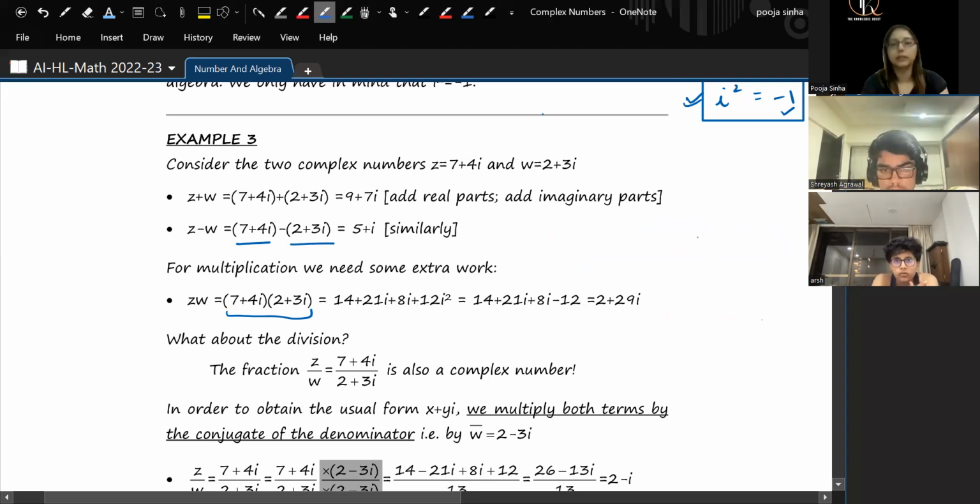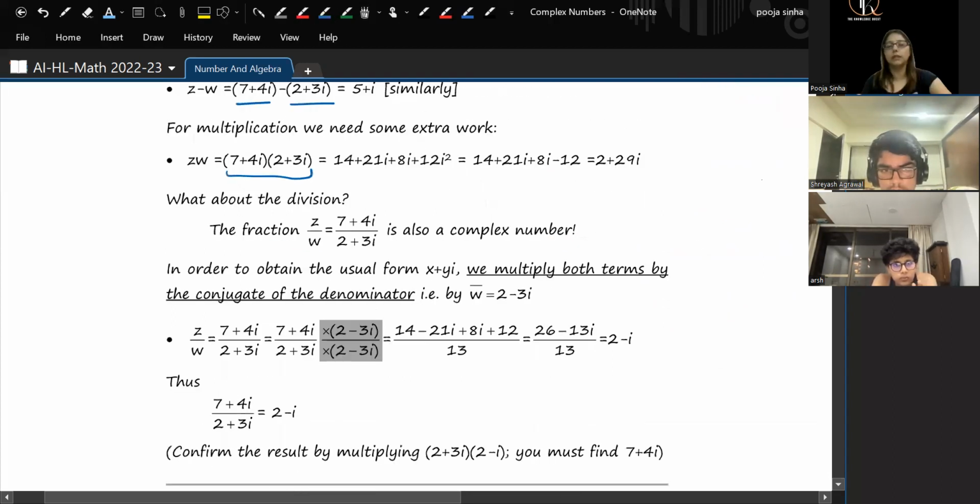Great. Now, what about division? What do we do in division? Just like the way you do with surds, we learned something called the process of rationalizing. Do you remember that? It's very similar to that process. What it means is, I'm going to revise that concept and then come back to this one.